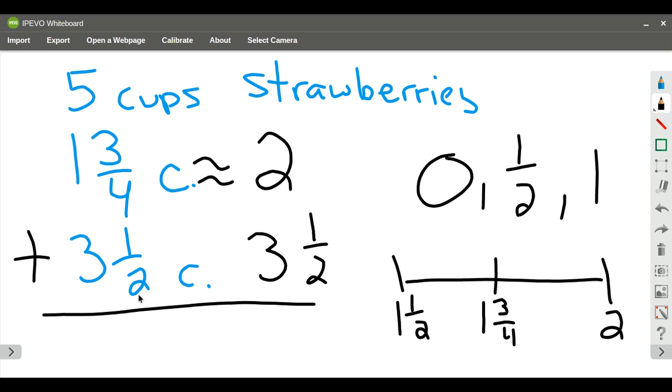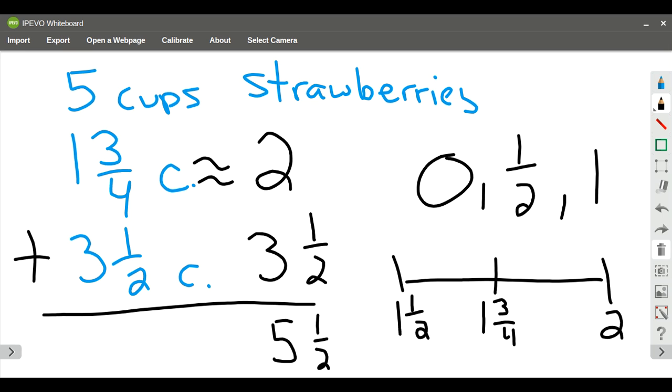Now, when I'm adding these, I'm going to add my fractions first. So I don't have a fraction here, I just have a whole number. So it's just going to be 1/2. And then I'm going to add my whole numbers. So 2 added to 3 is equal to 5. So he needs 5 1/2 cups to make both the fruit salad and the strawberry jam. So he does not have enough strawberries. He is short about 1/2 a cup of strawberries.